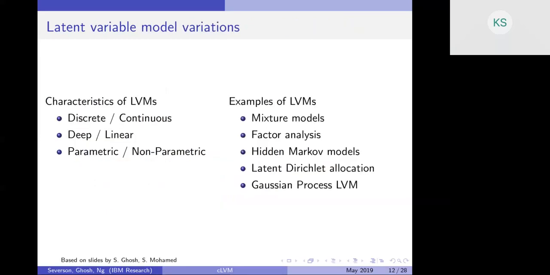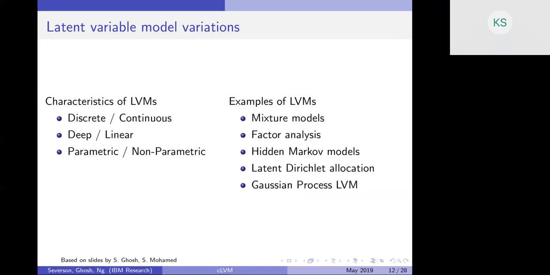So there are a lot of variations of these types of models. I've just highlighted a few here. You can think of different characteristics, so they might be discrete, continuous. You could have deep models where you have nonlinear relationships, or you might use linear ones. They can be parametric, where you've specified the particular distributional assumptions, or they could also be non-parametric.